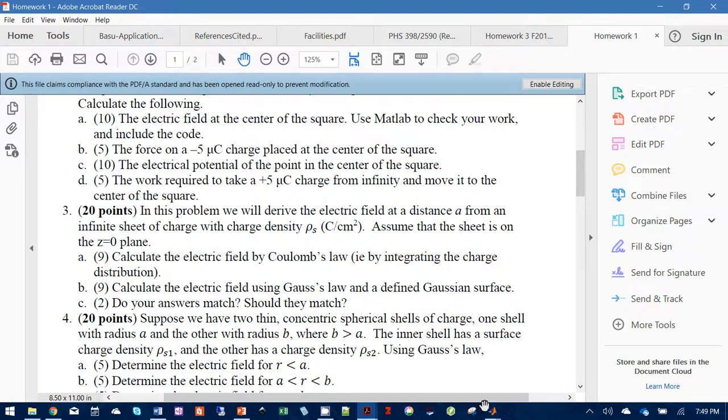The way you can set up the problem is assume that you're at some z coordinate, right? And that z coordinate defines how far you are away from the infinite sheet of charge. That's how Gauss's law works out.